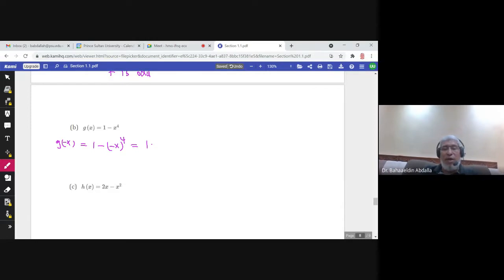Now this is 1 minus. You cannot multiply negative by negative because there is a power here. So first evaluate the power. Negative 1 to the power 4 is positive. So I have x to the power 4. Well, 1 minus x to the power 4 is exactly g of x. So g of negative x equals g of x, which means that g is an even function.